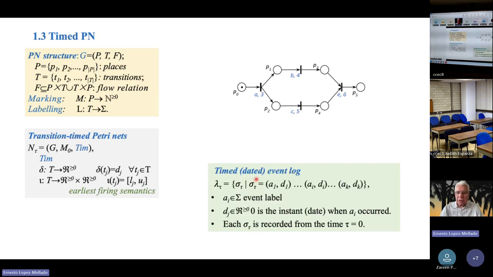And the event log is a dated event log. It is a sequence associating every symbol with a date, excuse me, not a duration. This is the instant in which an event is fired.